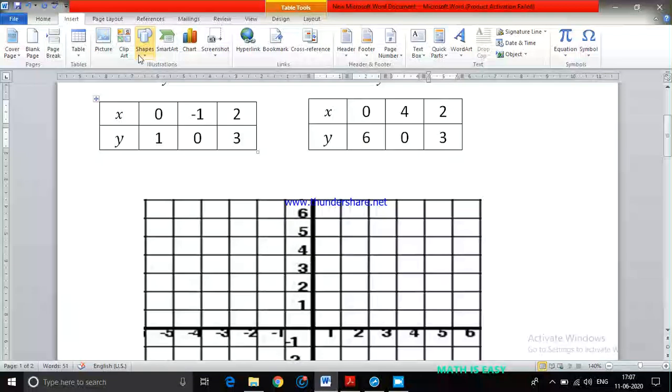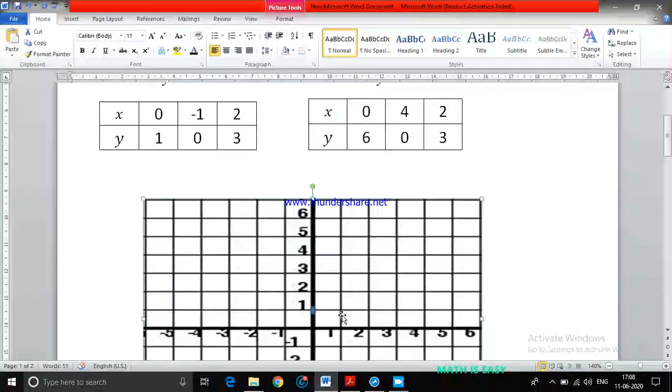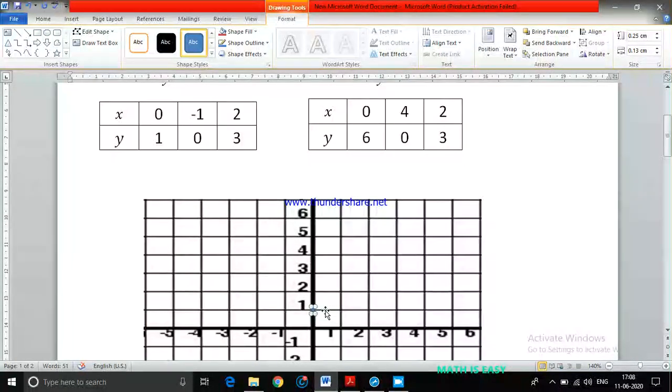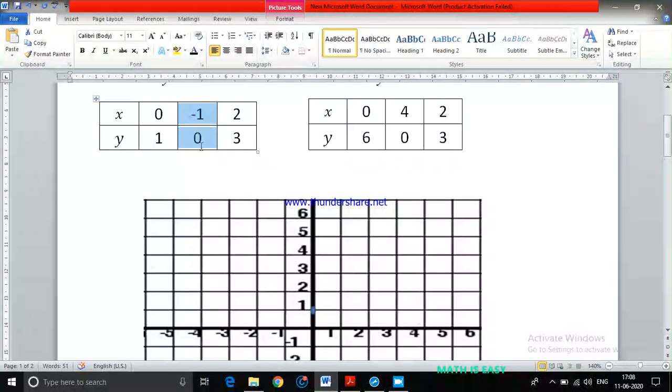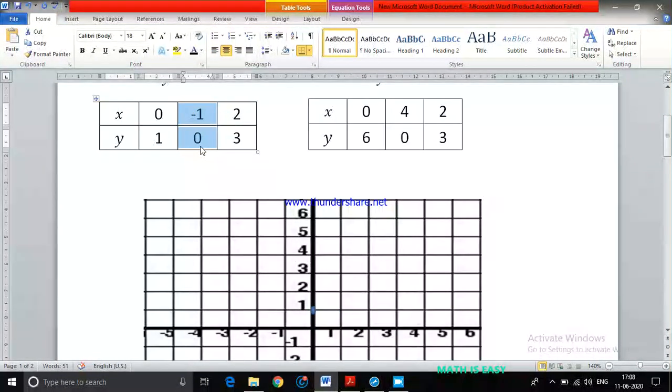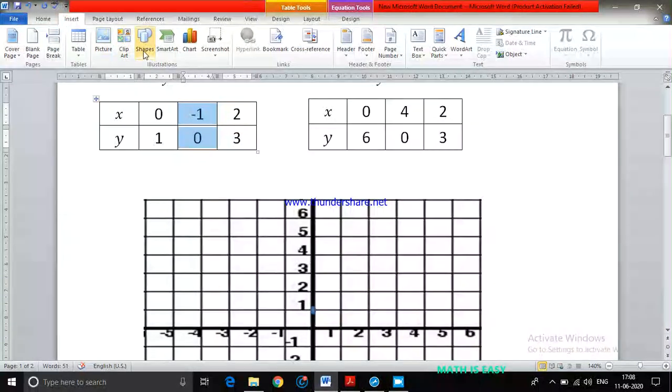To insert, let me take the shape. First point is 0, 1, right? So x is 0, y is 1. I think the point is somewhere here, 0, 1. The point will be here. My second point is minus 1, 0. X is minus 1 and y is 0. I think the coordinates of the point lie here.